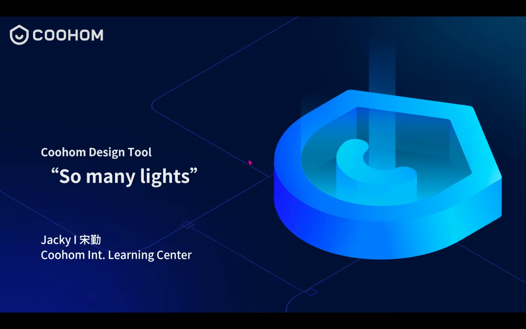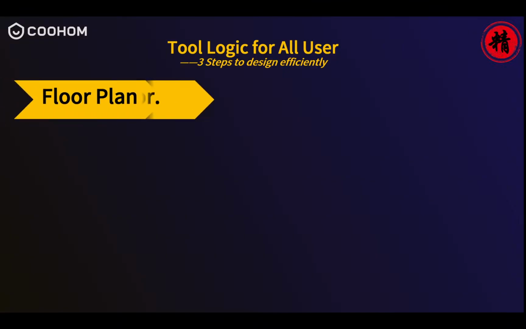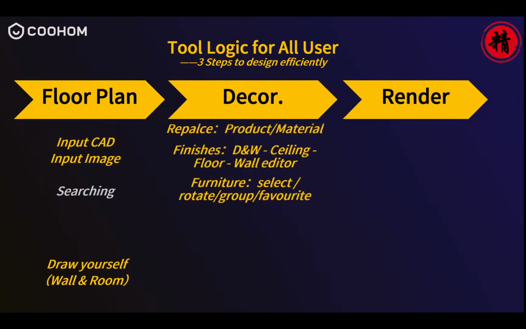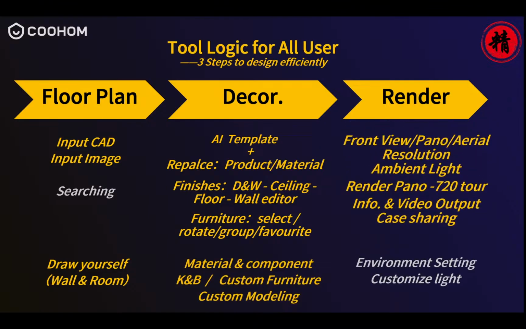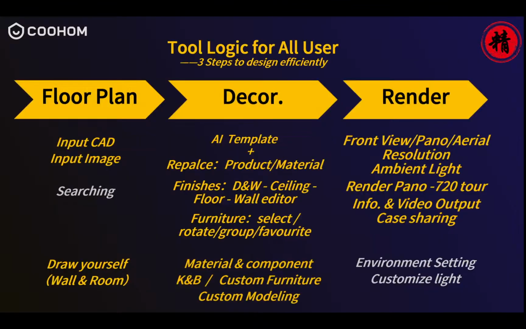And of course, from the very beginning, today I'm directly getting started with some analysis related to our tool logic. This is the entire tool logic map, right? We got the floor plan, decor, and render. And the question comes: what functions can provide the light, including light effect? What kind of functions? Actually, today we have so many.